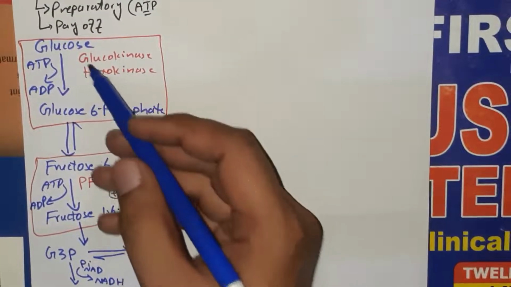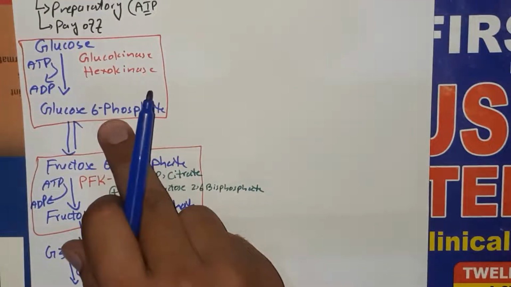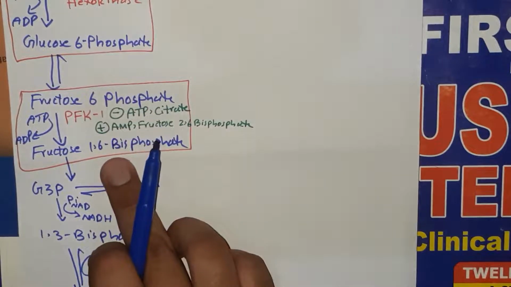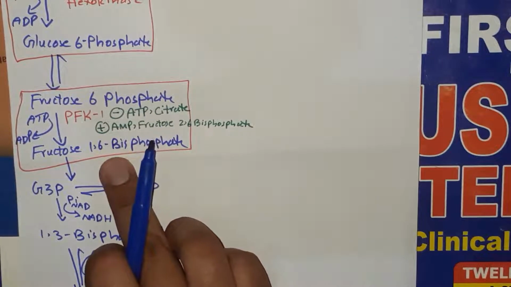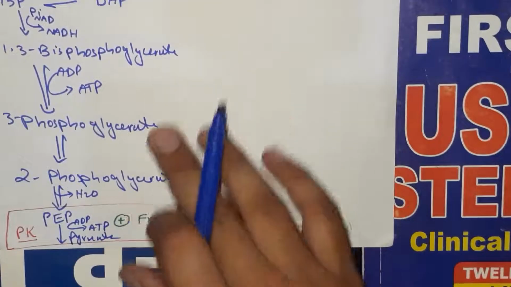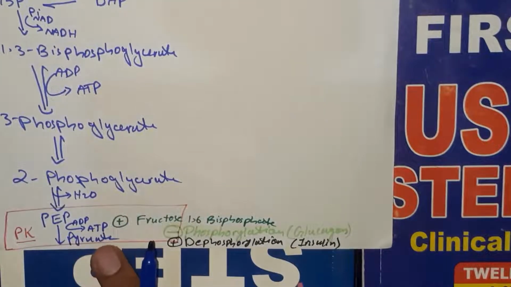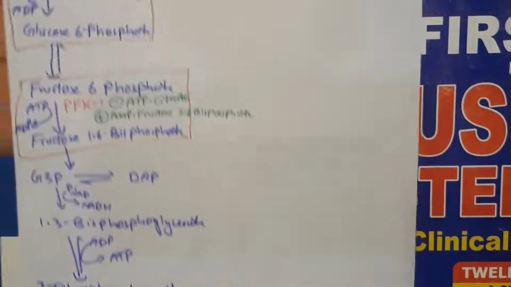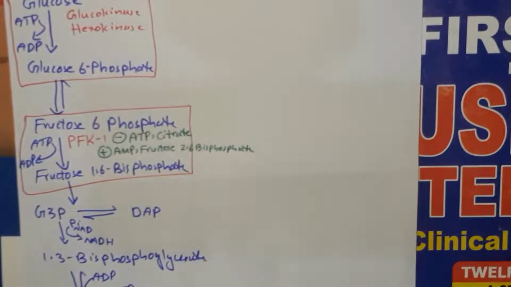The conversion of glucose to glucose 6-phosphate was the first irreversible reaction. Fructose 6-phosphate to fructose 1,6-bisphosphate was the second irreversible reaction. And the conversion of phosphoenolpyruvate to pyruvate was the third irreversible reaction. These three reactions are the regulated reactions of glycolysis.